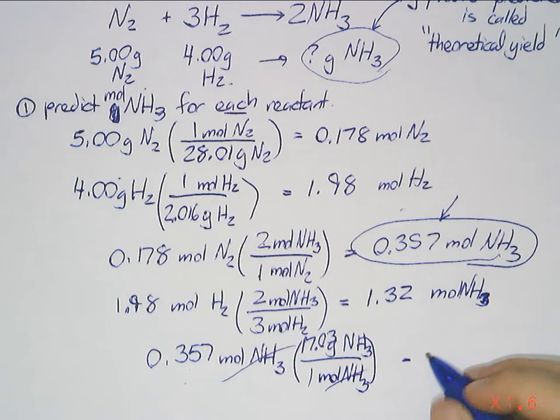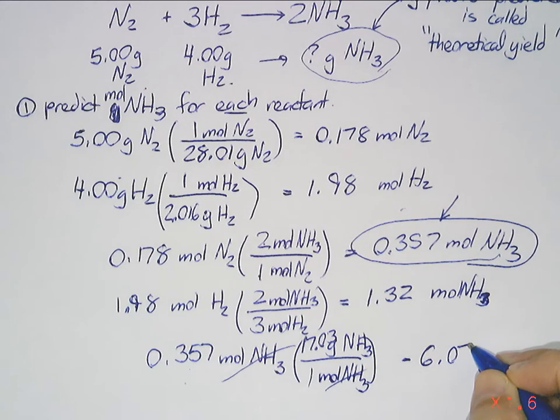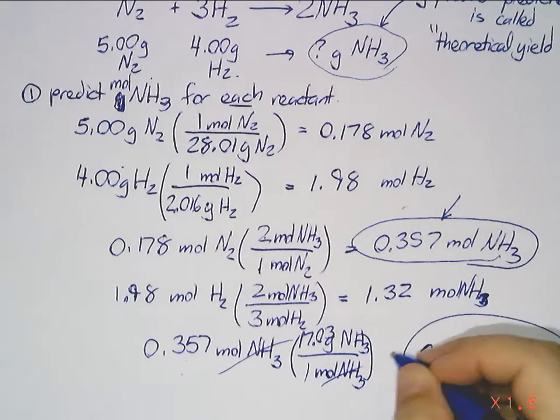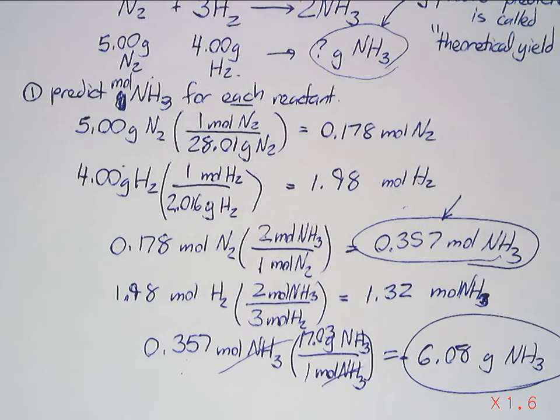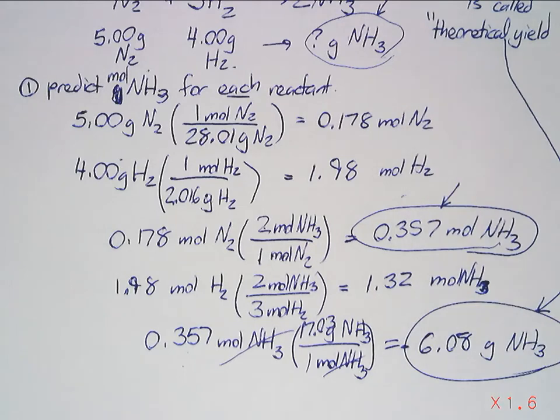It'll be something like 6.08. That's the amount of NH3 that I'm actually going to get. This is the theoretical yield. This is what I was trying to get up here.